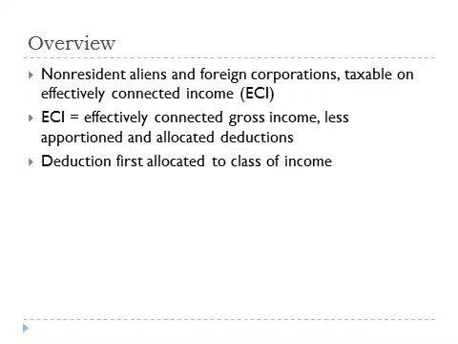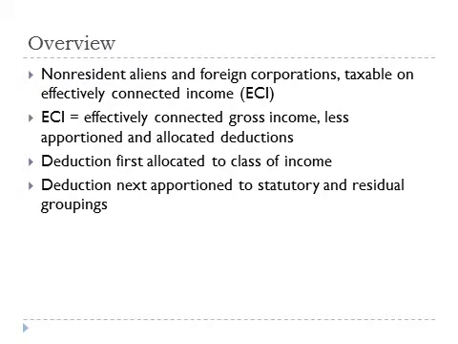A deduction not covered by a special allocation rule is allocated to a class of income to which it is definitely related. The allocation of deductions is covered later in this lecture. Then, if necessary, a deduction is apportioned within that class of income between statutory and residual groupings of income. Apportionment of deductions is covered later in this lecture as well.